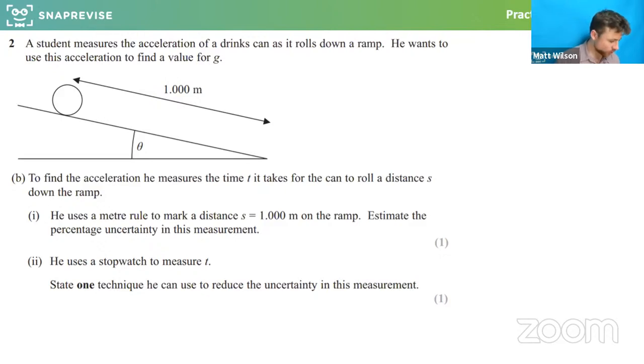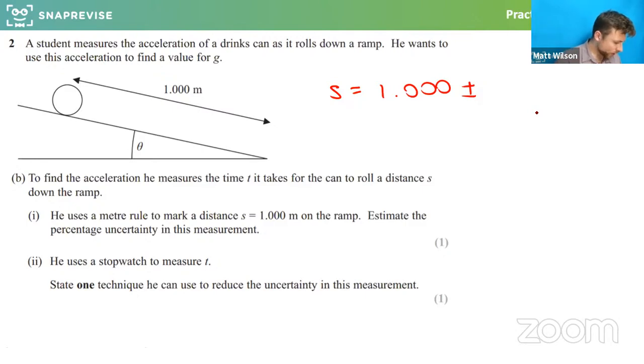Okay, good. So what can we say? Well, we know that when we use a meter rule, we get some result. We get this length, and it's going to be 1.000 meters, and then plus or minus some uncertainty. We'll think of what the absolute uncertainty is, and then we'll convert that into a percentage uncertainty.